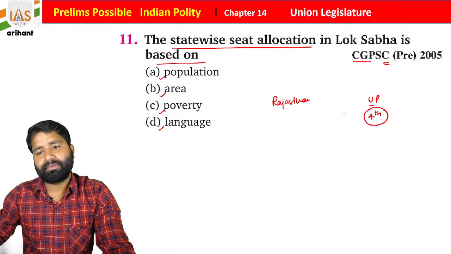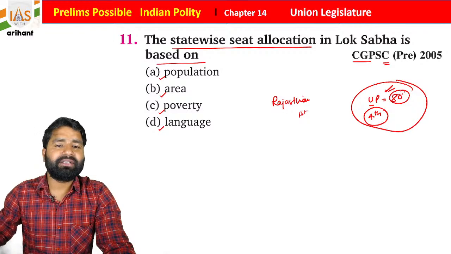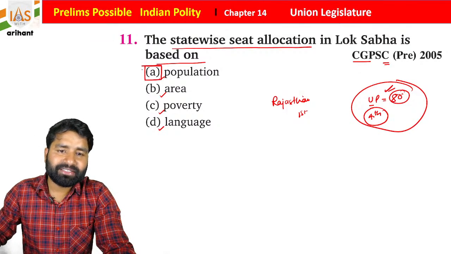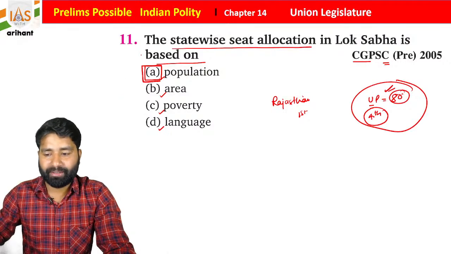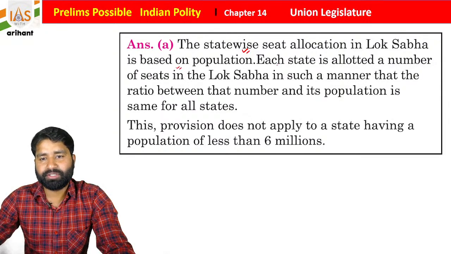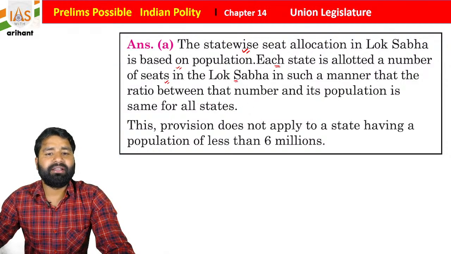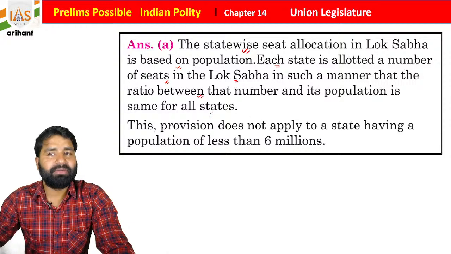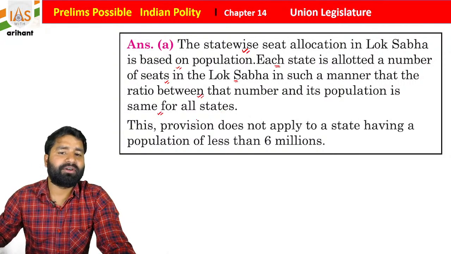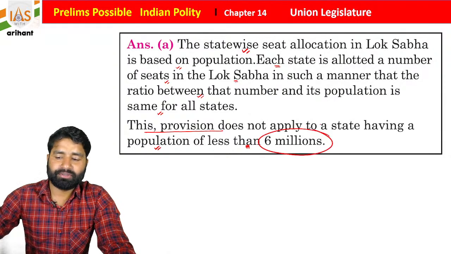4th position. But if you see, UP has the maximum number of seats, Rajasthan has fewer. Why? Because UP has a very high population. So basically this is divided on the basis of population, and this is also important. State-wise seat allocation in Lok Sabha is based on population. Each state is allotted a number of seats in the Lok Sabha in such a manner that the ratio between the number and its population is the same for all states. This provision does not apply to states having a population of less than 6 million. So this is one data point.